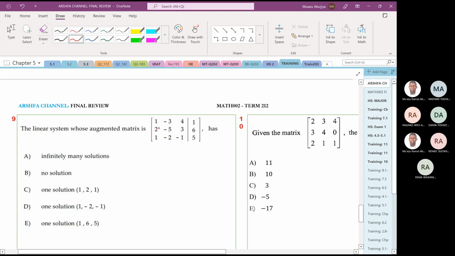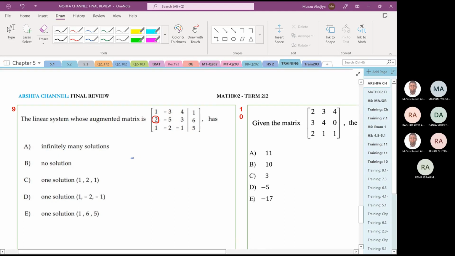Now, to make this one equal to 0, I would say minus 2, row number 1 plus row number 2. So we are going to touch row number 2 only. Row number 1 we are not touching. So here we have 1, minus 3, 4, and then we have 1.